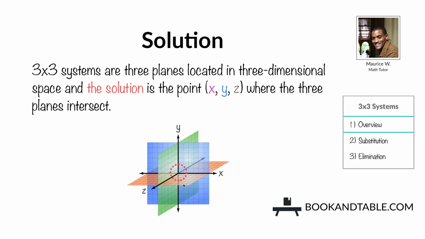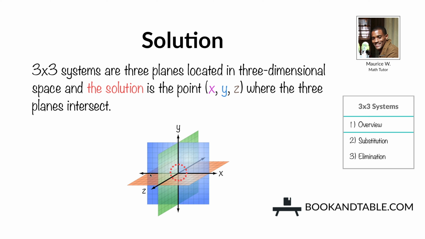So let's say we had one plane, this orange plane. We had a second plane, this green plane vertically here. And then we have this blue plane perpendicular to the green one here. So we have three planes moving in three different directions in this space. And where all three planes intersect, that point right here, this would be the solution to this system. It is the only place where all three planes intersect.